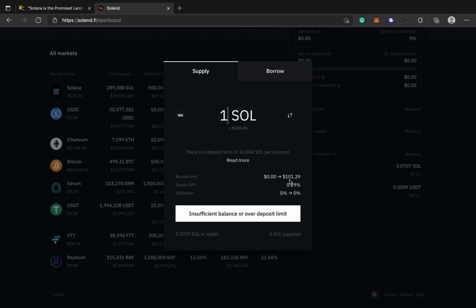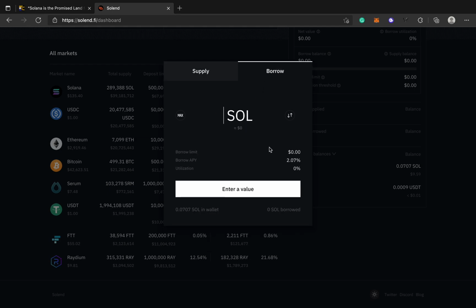And when I supply, I'll be getting this interest. If I supply this, I'll only be able to borrow up to this, and my supply APY will be 0.29%. Now if I supply 1 Solana, I will then be able to borrow on this side. I could borrow probably Solana, USDC, USDT.